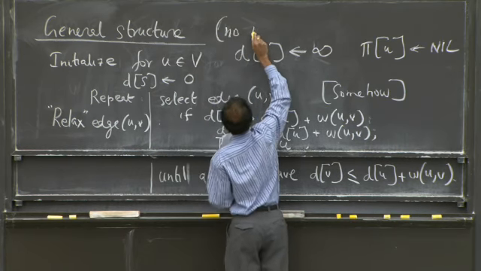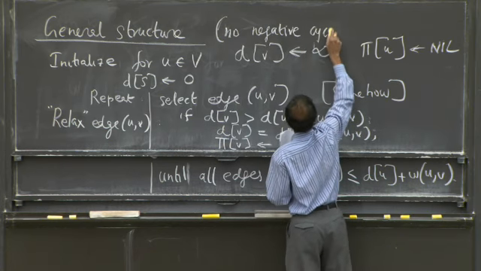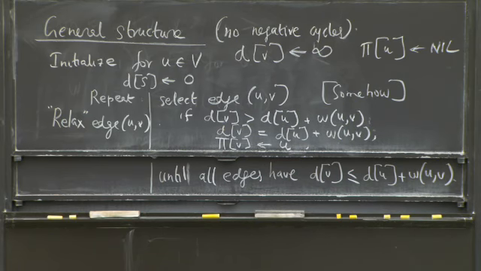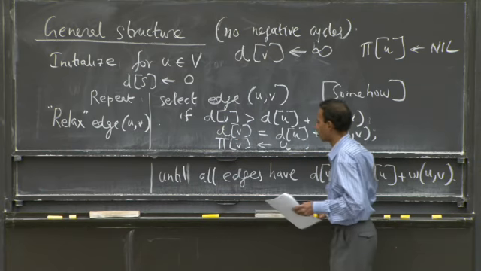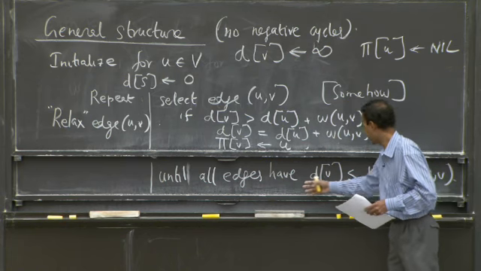But we need a different structure. The notion of relaxation is still going to be relevant, but don't think of this structure as being the structure that Bellman-Ford uses, or that algorithms that can handle negative cycles use.